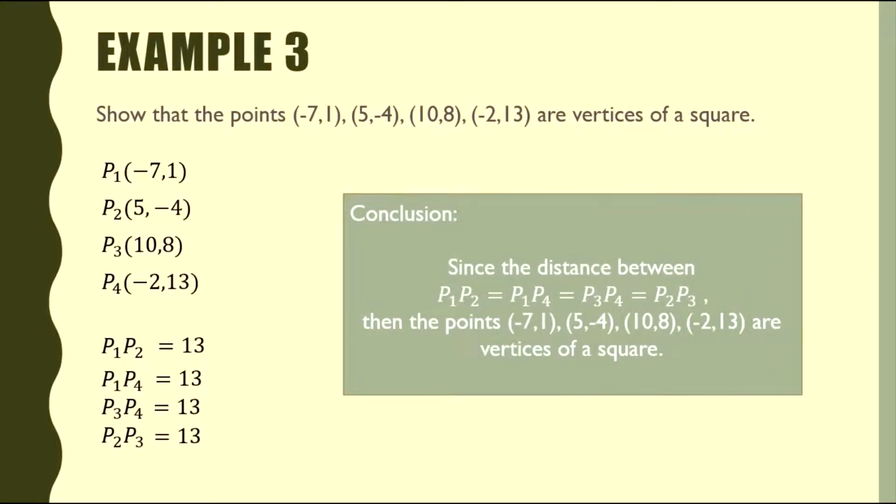So our conclusion is, since the distance between p sub 1 to p sub 2 is equal to p sub 1 p sub 4 and is also equal to p sub 3 to p sub 4 and is equal to p sub 2 to p sub 3, then the points negative 7, 1, 5, negative 4, 10, 8, negative 2, 13 are vertices of the square.